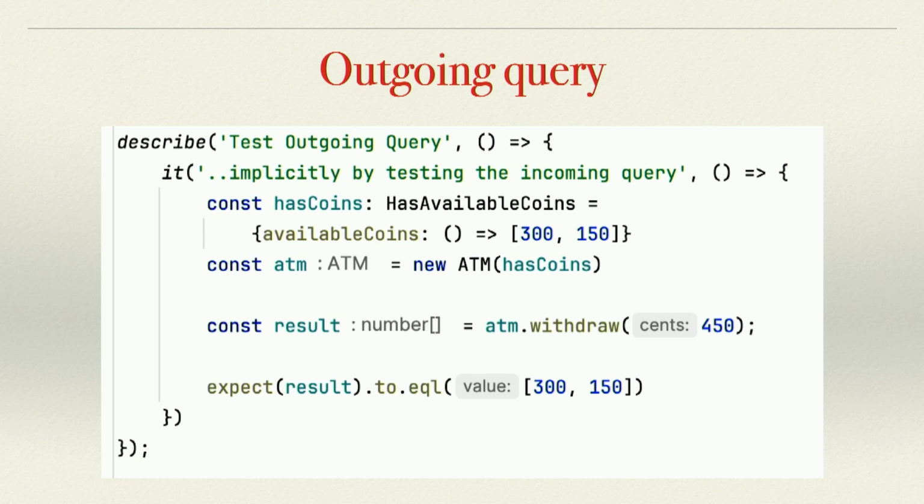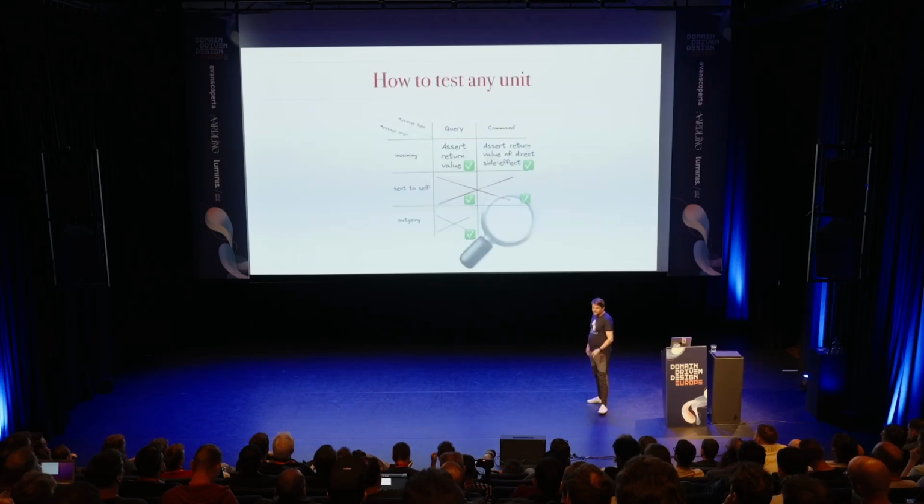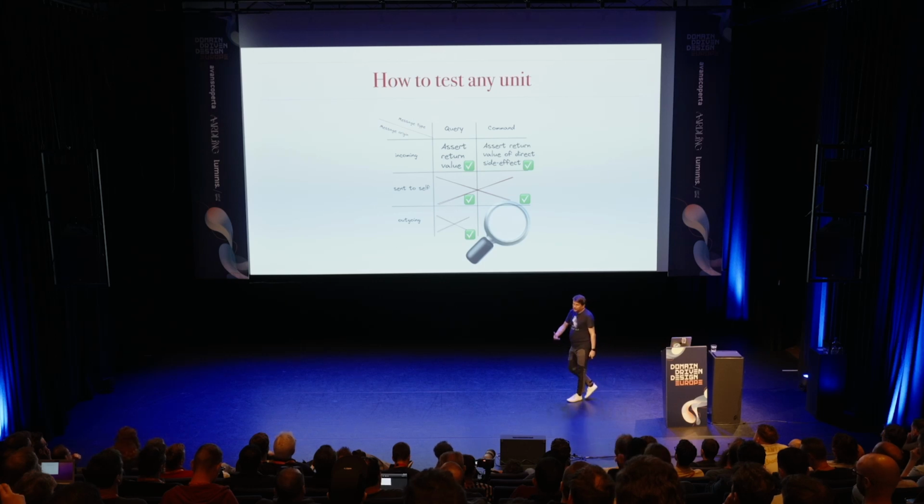So here you see at the top, we inject the stub. In this case, it's on lines 3 and 4. And then just by sending the ADM withdraw, we test that we're actually sending the message to the stub. So that's what Sandy says, that we don't test that we're actually sending the message, because that would tie the implementation too much to the test.